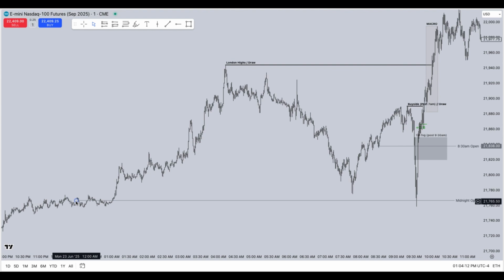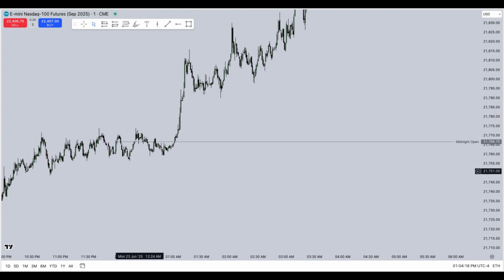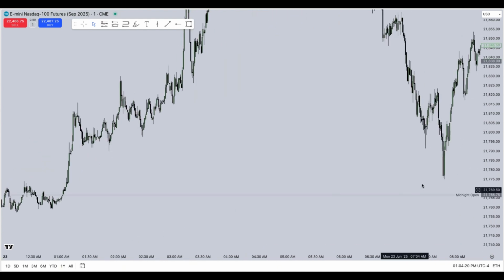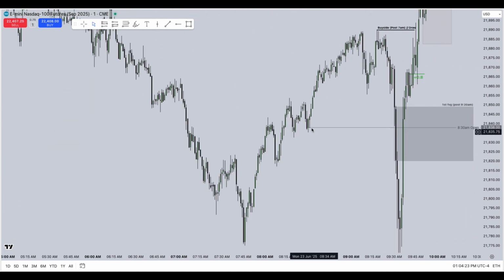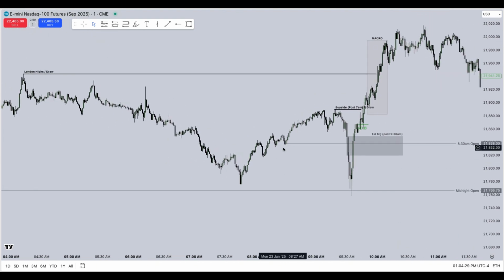First thing you want to do is mark the midnight open. So you go to the opening price of the midnight candle and mark the opening price like this. You do the same thing on the 8:30 opening price here. And what is this going to do for us? This is going to basically show us if the price is in a deep premium.